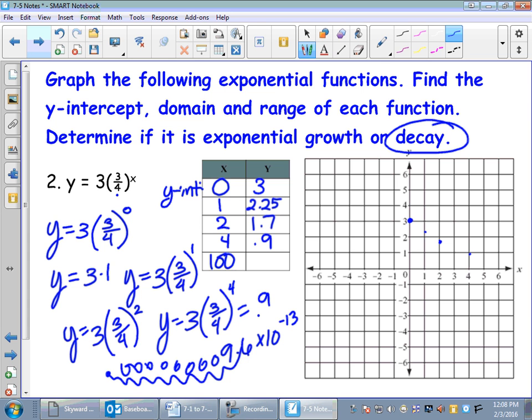When I plug in -1, my numbers are going to go up higher. So when I plug in -1, 3/4 to the -1 power will flip it and make it 4/3. Times it by 3, and you end up getting 4. So, oops, I'm sorry. -1 gives us 4.